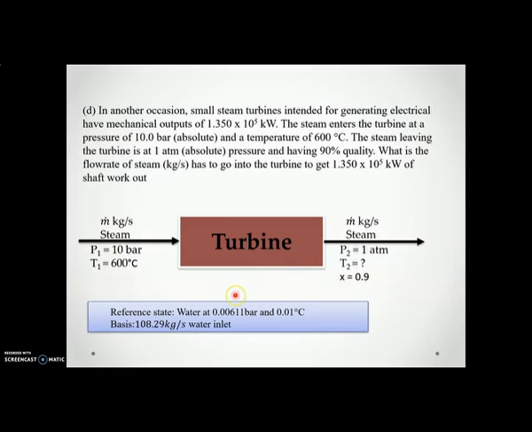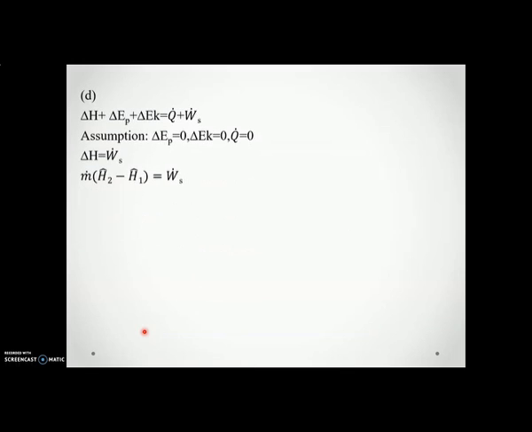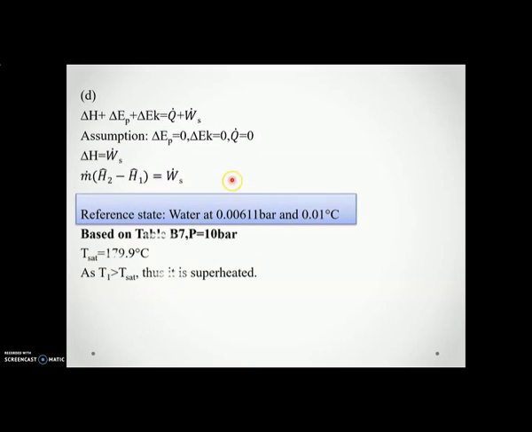And also, we must not forget to add the reference state and the basis for this problem. So the reference state here is water at 0.00611 bar and 0.01 degrees Celsius. However, for the basis, we don't have the basis yet, so we have to calculate the flow rate at the input stream to obtain the basis. So now moving on to the next slide.